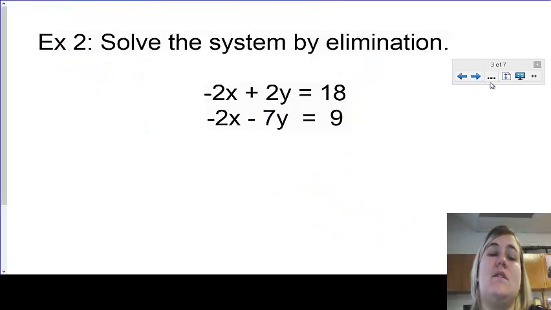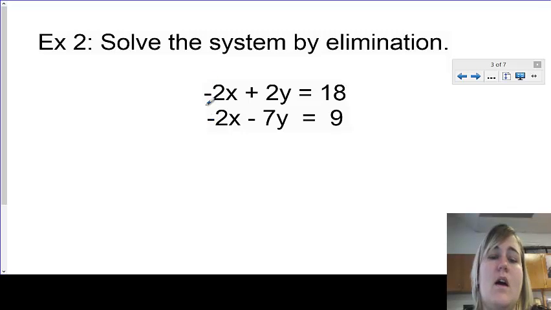Okay, on this one it says to solve the system by elimination. And this time, looking at my x's, I have negative 2 and negative 2. Well, those are the exact same coefficient. I need them to be opposite signs. Here I have 2 and negative 7. Those are completely different coefficients. So the easiest thing for me to do would be to make one of these a positive.